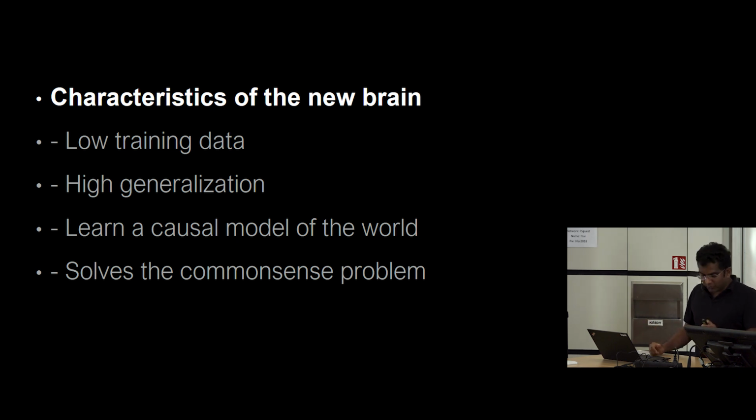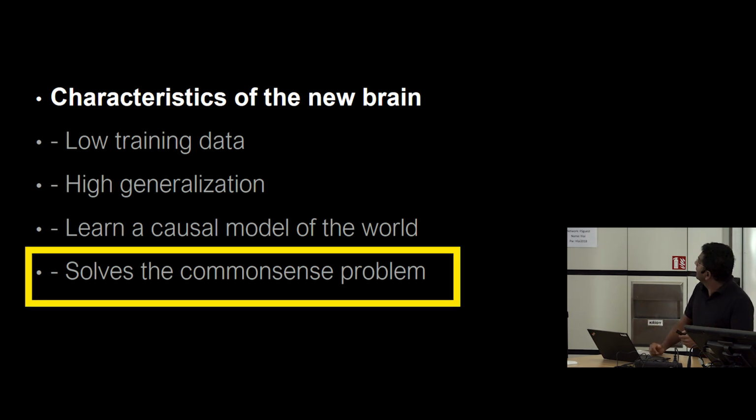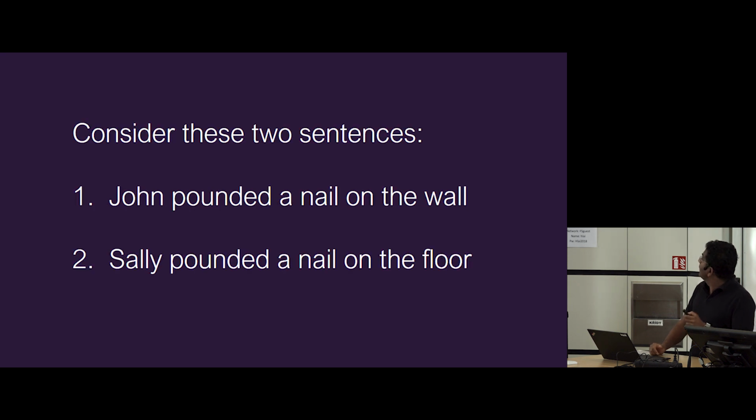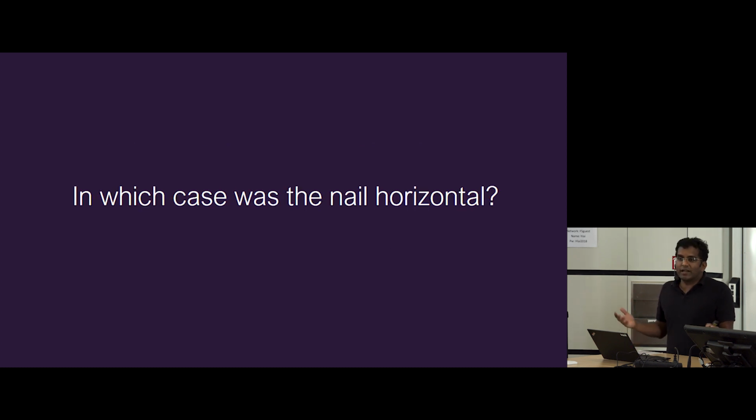Let me give you a demonstration of what this common sense problem is. So let me give you 2 sentences, and then I will ask you a question. The first sentence is, John pounded a nail on the wall, and the second sentence is, Sally pounded a nail on the floor. And the question that I'm going to ask you is, in which case was the nail horizontal? Now, don't Google and look this up. You won't be able to find the answer there.